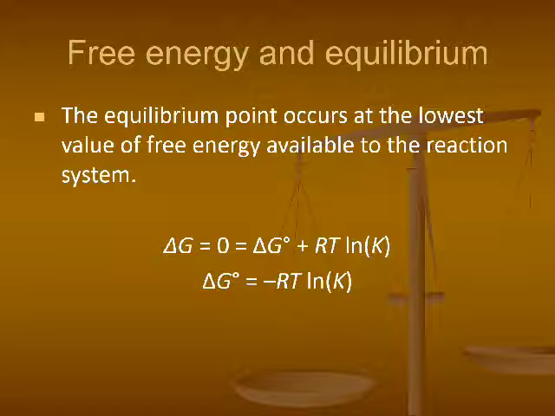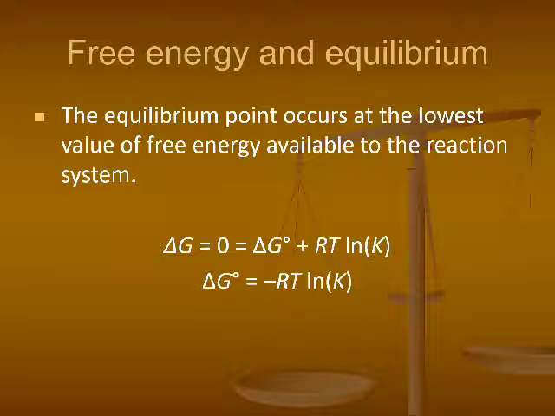So let's go now to free energy and equilibrium. The equilibrium point occurs at the lowest value of free energy available to the reaction system. So ΔG = 0 = ΔG° + RT ln K, where K is the equilibrium constant.